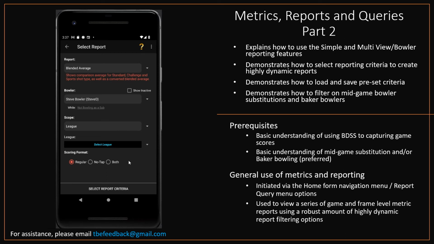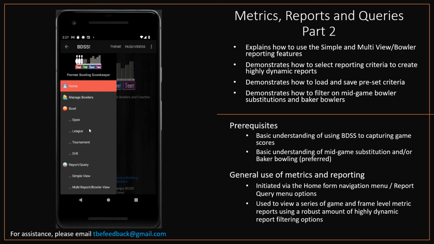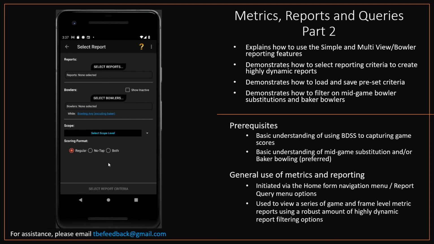And the last thing I wanted to show you is the multi-report bowler view option that is under the home navigation menu. So choose multi-report bowler view. And you can see this is a slightly different look than the simple view, but really the only real difference from the simple view for select report is that this supports the selection of multiple reports and multiple bowlers at the same time. It just simply executes all reports simultaneously and gives you one tab per report.